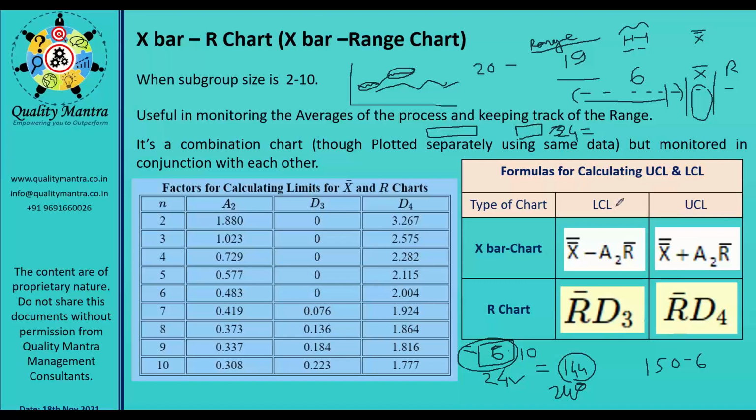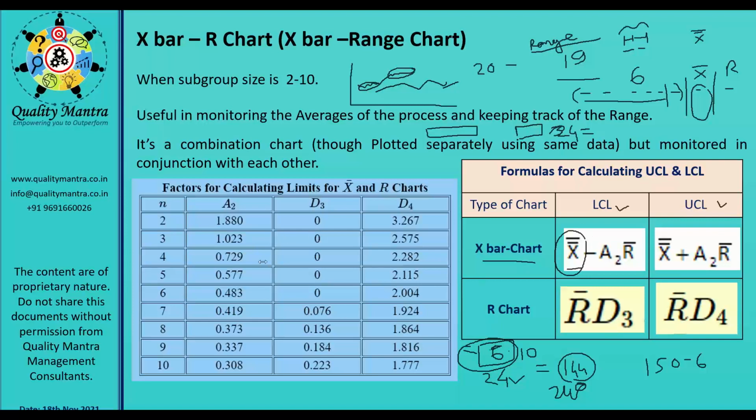Now to calculate the control limit, what are you going to use? For the X bar R chart, you are going to use X double bar minus. Now what is this X double bar? X bar is the average. Then X double bar will be the average of the averages, right?